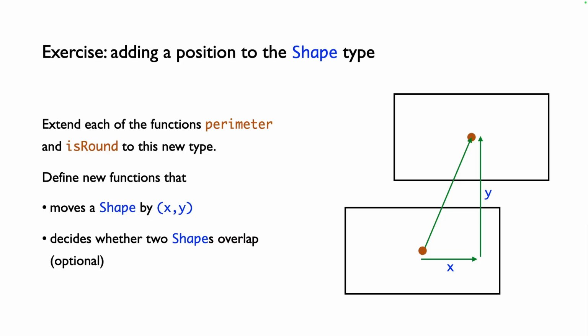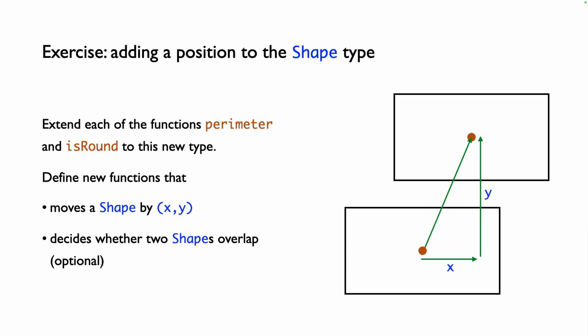And an optional question is to decide whether or not two shapes overlap. That's a bit fiddly. It's relatively straightforward for circles and for rectangles, and when they mix, it's worth thinking about. If you want a little challenge, that will give you a challenge. But don't worry about doing it if you don't feel you want to do that. It's not a problem if you don't do it.